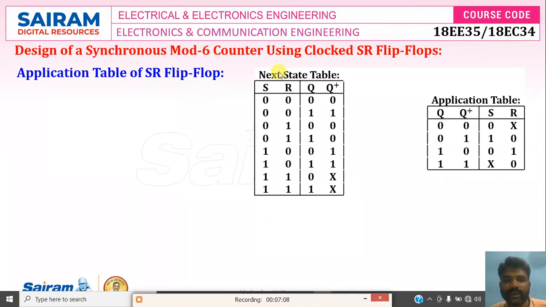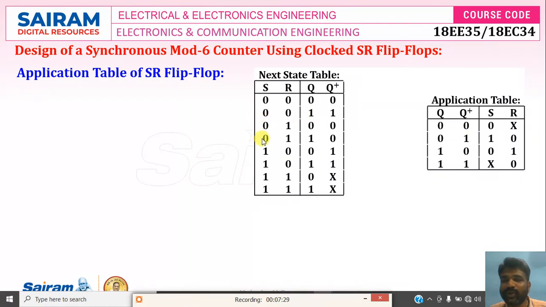So this is the application next state table of SR flip-flop. S and R is the input, and we consider Q as a present state. Since three variables, 8 possible combinations. See, first two combination S and R 00, so next state is same as present state.